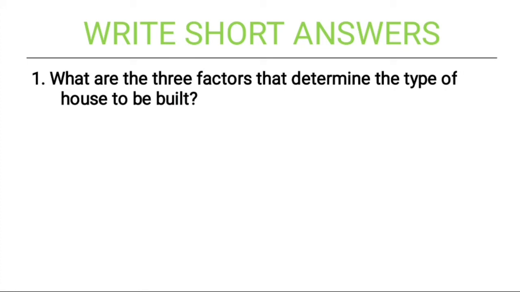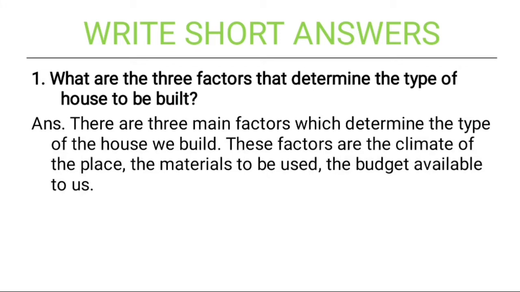So in this question, we will solve the first one. What are the three factors that determine the type of house to be built? Now the answer to this question is there are three main factors which determine the type of house we build. And these factors are the climate of the place, the material to be used, and the budget available. So these are the three factors on which the type of house depends.